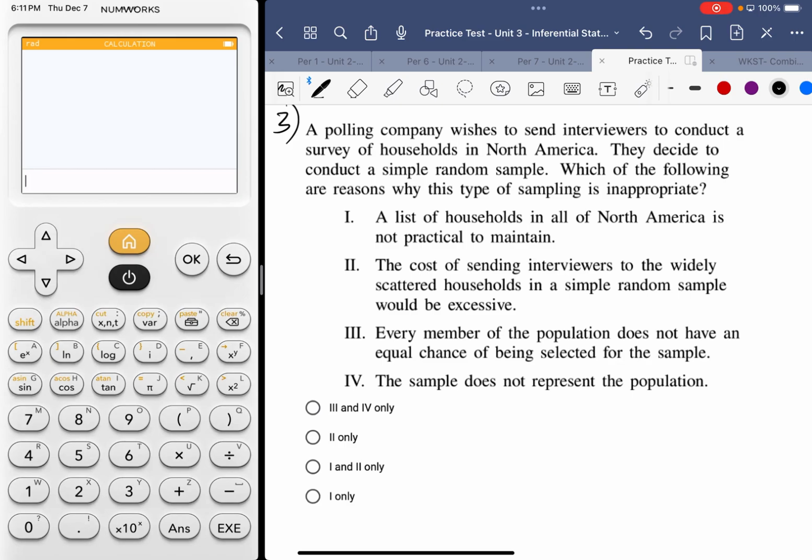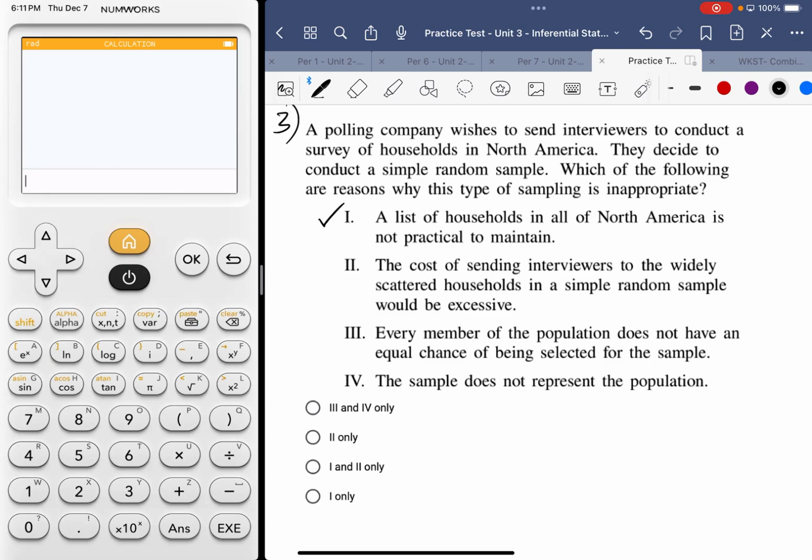The first one, a list of households in all of North America is not practical to maintain. Absolutely, right? That would make it very challenging to put all the names of all the households, or addresses, whatever, in a hat and randomly select. If you can't get the list to begin with, how can you sample from it? And then you start thinking about, what's the definition of a household? A studio apartment, or does it have to be a physical house? Who knows? A lot of stuff is left out of this.